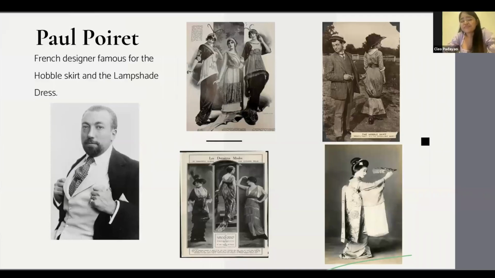So a famous designer of this time is Paul Poiret. So he's French, and he is known for his version of the hobble skirt and the lampshade dress. So the story behind the hobble skirt, there are two stories.